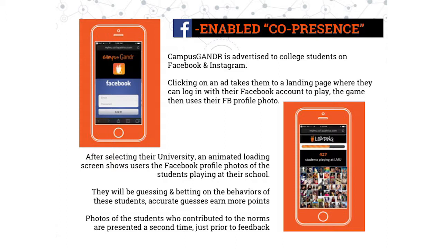And the students are told they'll be guessing and betting on the behaviors of these students, and they can earn more points by having more accurate guesses. You see the photos of the other students at your university before, and then you also see them after you answer the questions and place your bets, right before we give you the feedback. So it's like, 427 students were playing at LMU, here's how they responded.